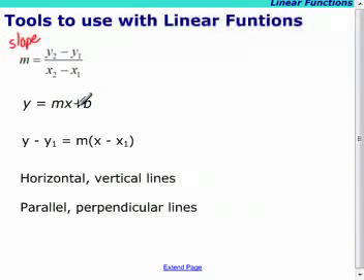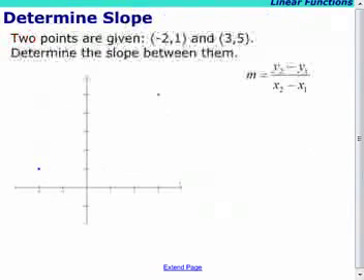Oh no, this is the slope-intercept one, and this is the point-slope equation. Also, we'll get some ideas later when we look at horizontal, vertical, parallel, and perpendicular lines. Okay, so those are some tools. We have to keep those in mind as we approach some questions that are coming.